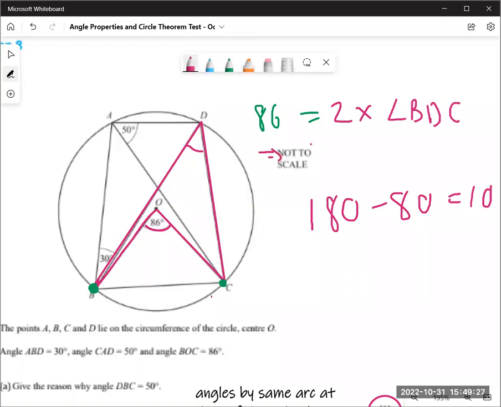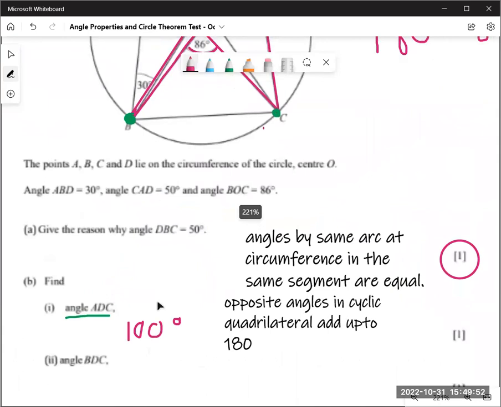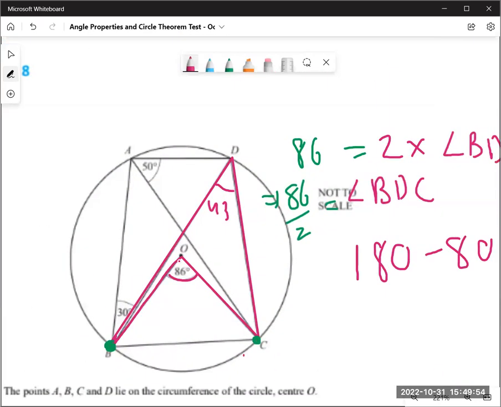So what is BDC then? Angle BDC is going to be 86 divided by 2. So if this is 86, the angle at the circumference will be half of this. 86 by 2, which is how much, Safa? 43. Now they're asking us OBD. This one.